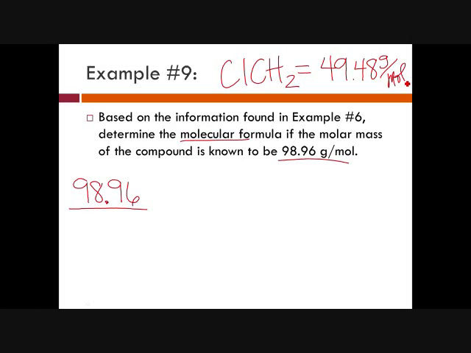Then the molar mass of the empirical formula will go in the denominator. If you need to make more notes than this, you can. I'm just trying to save time. When you divide them out, it's going to round to about 2. So to find the molecular formula, all we do is multiply each of the subscripts by 2, and that's the molecular formula. So that would be Cl2, C2, H4.